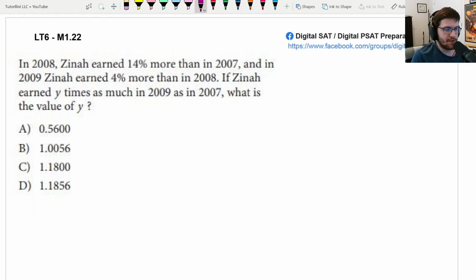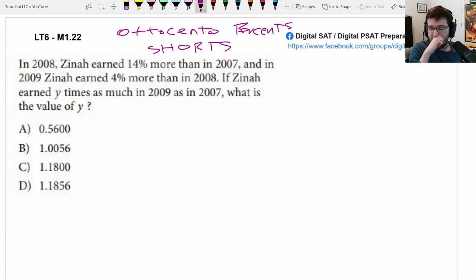Okay, this is Module 1, question number 22. I have a lot of videos on this, guys. I have a video on percents, and I have a series of shorts on percents as well. In particular, this is percent multipliers, and there's a short on net percent change, which is essentially what this question is asking us. Well, more on that later.